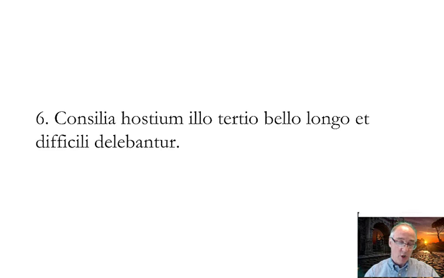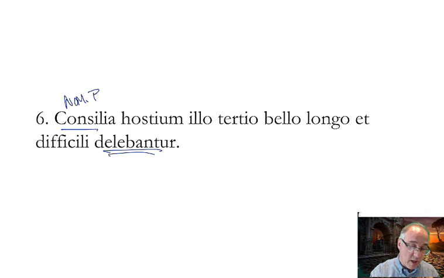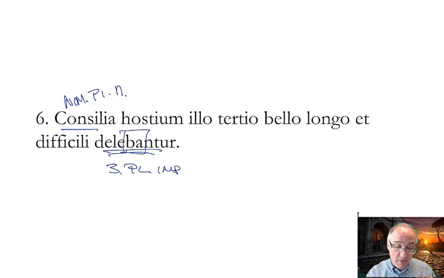Number 6. Concilia hostium illo tertio bello longo et difficili delebantur. The concilia, the plans, delebantur, were changed. This is nominative, plural, neuter. This is your subject. The plans, delebantur, third person, plural, imperfect. That BA here in the middle, imperfect. Passive voice, your new passive voice indicative. The minds, the plans. Now let's go back to the same order.